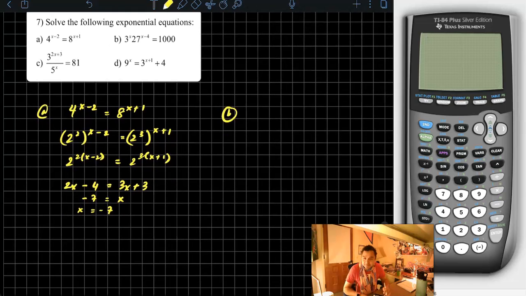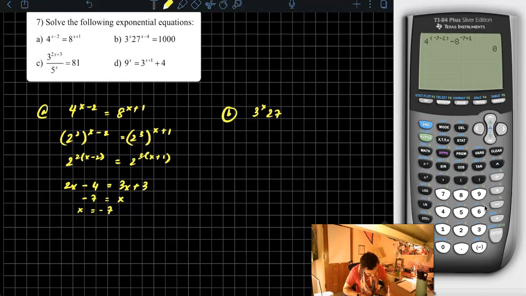Okay. And these can all be checked. Let's try it. 4 raised to the negative 7 minus 2. And just so it comes out to 0, I could even subtract the other side, 8 raised to the negative 7 plus 1. And I should get 0. Okay, perfect. Let's keep going.